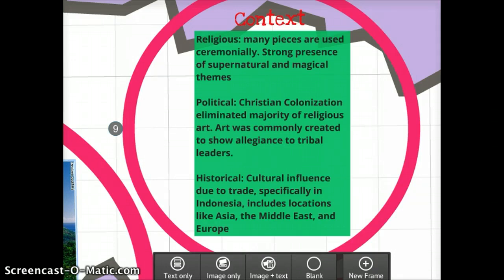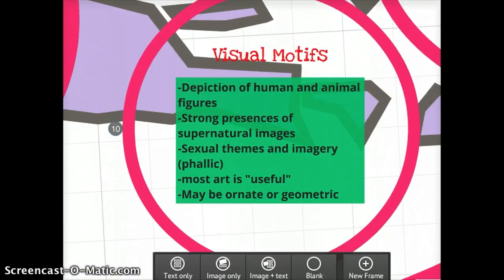Historically, you're going to have a huge variety of cultural influences due to trade and colonization, specifically in regions like Indonesia, where there were many different groups that came to Indonesia and set up colonies and trade networks. So you'll see maybe a Middle Eastern influence, you'll see some Islamic influence, you'll see European influence. So there's just a really high concentration of diversity in these kinds of arts, and it's sort of neat.